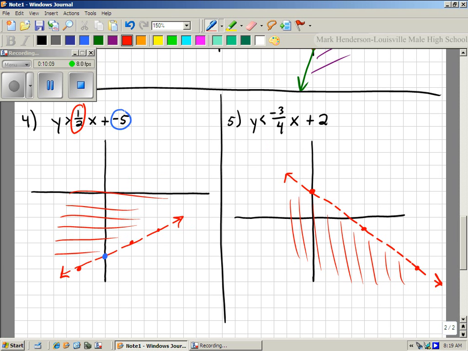Because what you're saying is it can be any number down here. So you're shading down there to say that anything down here satisfies that equation. And trust me, that is not an easy thing to understand, what I'm saying there.